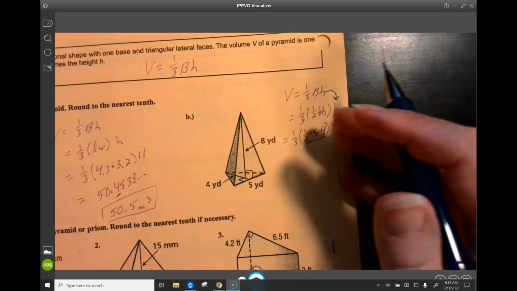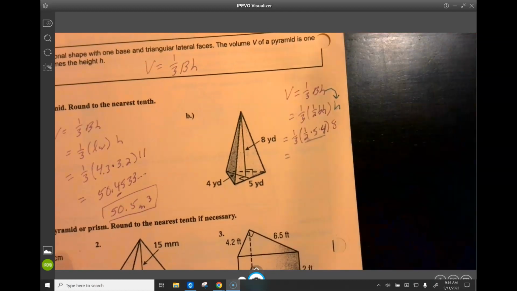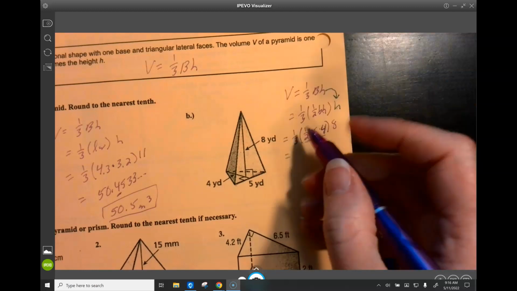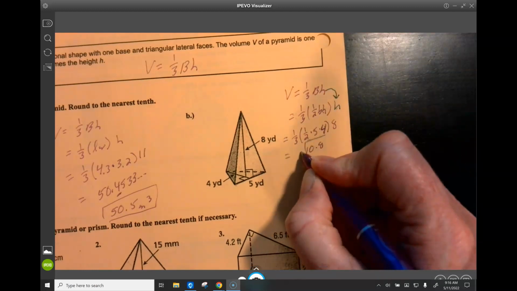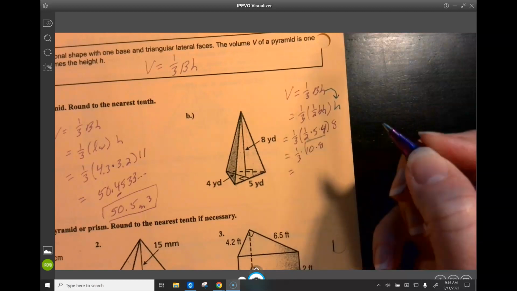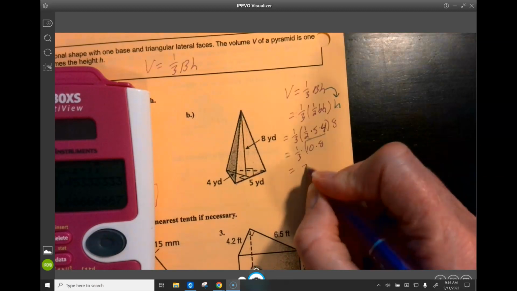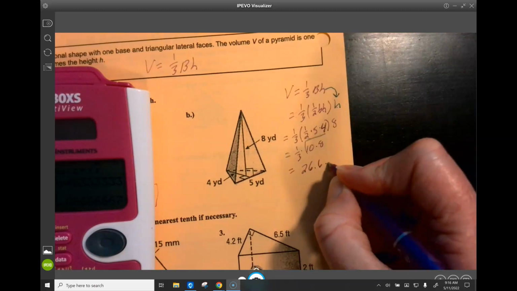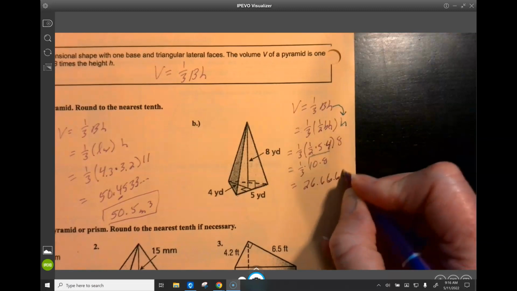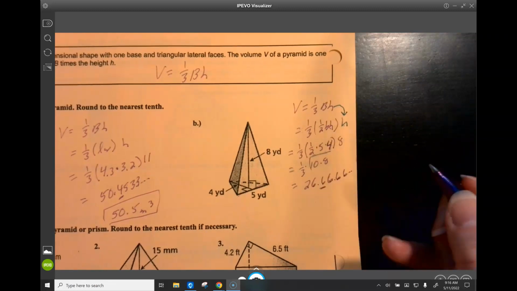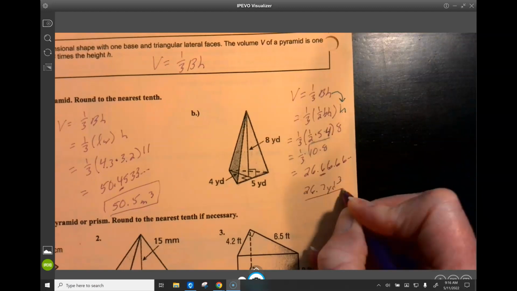Calculators are great, but sometimes you can do it faster. And the reason I talk about speed is because when you take an ACT test in high school. Okay, so what I just said is I took half of that, I got 10, took that times 8, then divided by 3. So I take 80 divided by 3, and I get 26.6 going on forever. Round it to the nearest tenth, so 26.7 yards cubed.